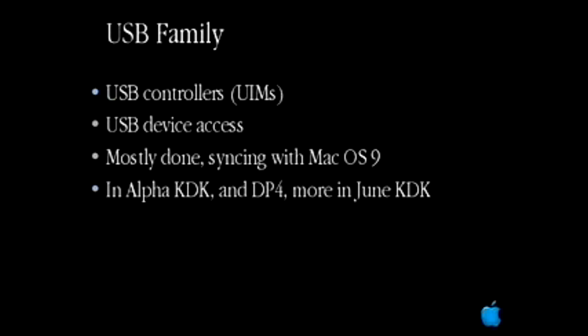The USB family. If you're writing a USB controller driver, then you will need to subclass from code in here. If you are attempting to access a USB device, then you will also need to include headers from this family. Again, it's mostly done. We're syncing up with some development effort that had gone on for macOS 9, but we, again, hope to have parity there soon. It was in the alpha KDK last February. It's in DP4 today, and there will be more coming in June.